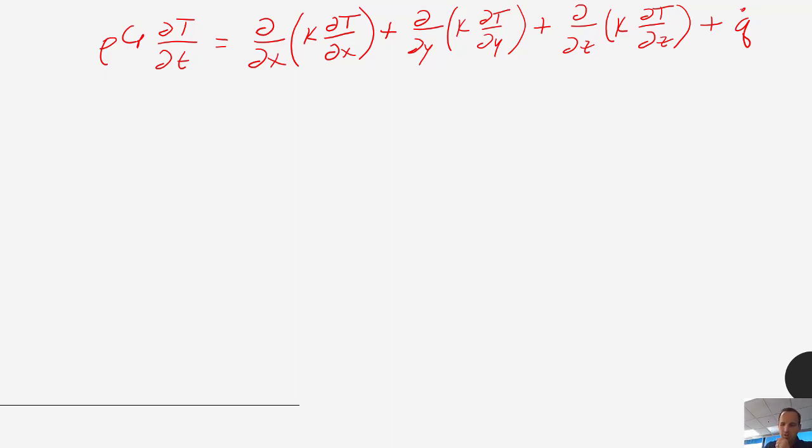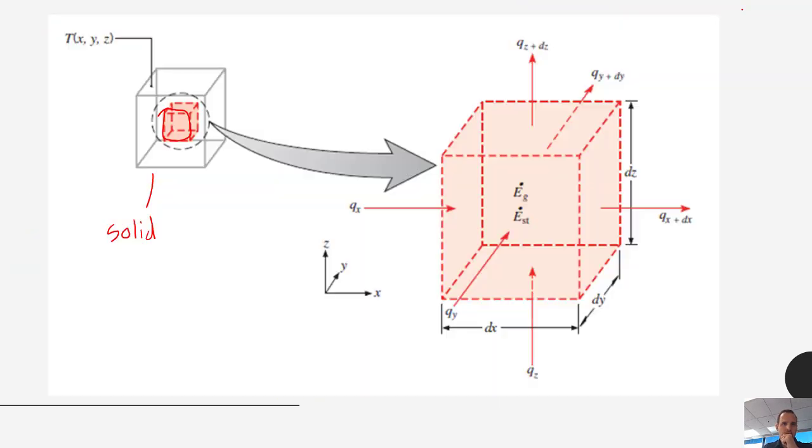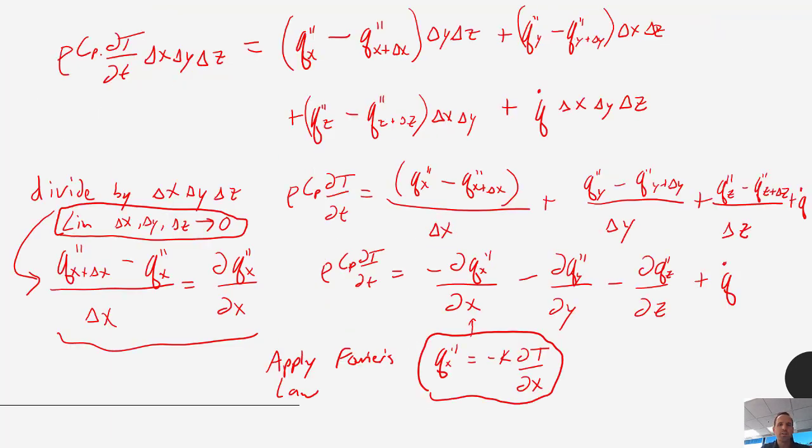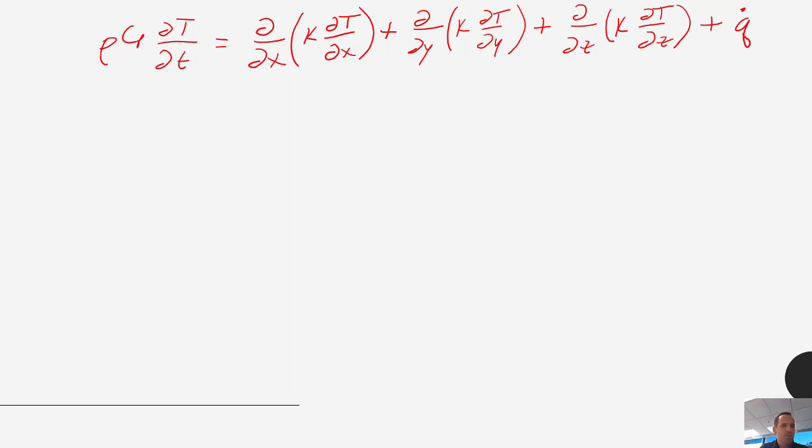But I do want you to remember, at least internalize, this part. This all came from doing an energy balance on this control volume, and then we shrunk it down to be infinitesimally small. We took the limit as delta x, delta y, and delta z all approached 0. Through a bunch of math and derivation, we end up with this, which is known as the heat diffusion equation, or the heat equation. So this will start to make more sense.